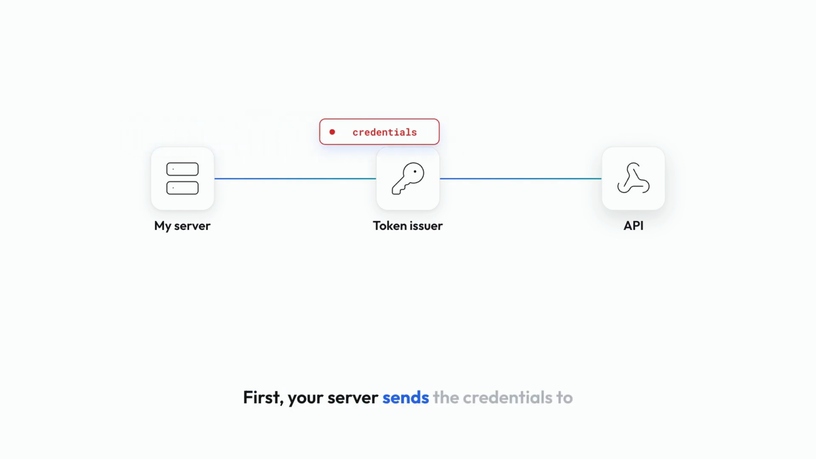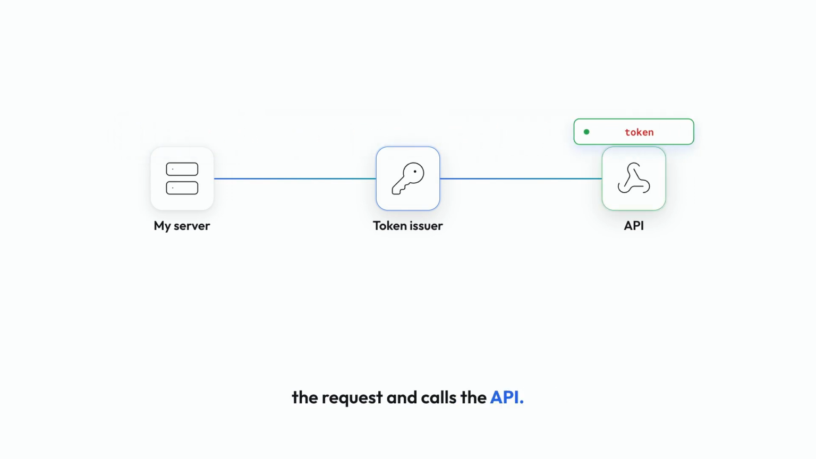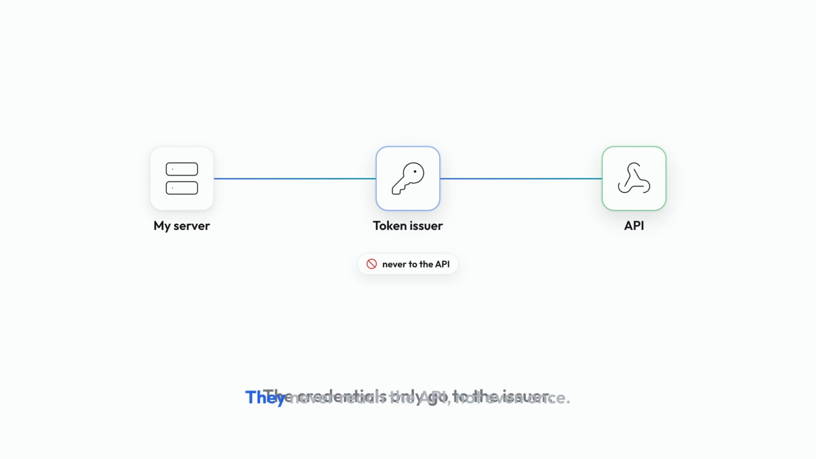First, your server sends the credentials to the token issuer and gets back a token with an expiry on it. That happens at the start, and again, only when the token expires. After that, your server puts that token into the request and calls the API. It keeps using that token for as long as it is alive. The credentials only go to the issuer. They never reach the API, not even once.